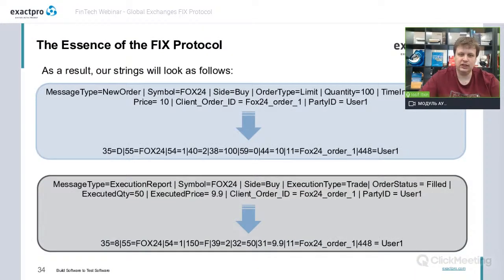And this is how we structure the messages. So message type equals new order single stands for 35 equals D, 55 equals Fox24, 54 equals 1, etc. So this is a shorter and more convenient format for computers. It can be implemented across a number of languages.